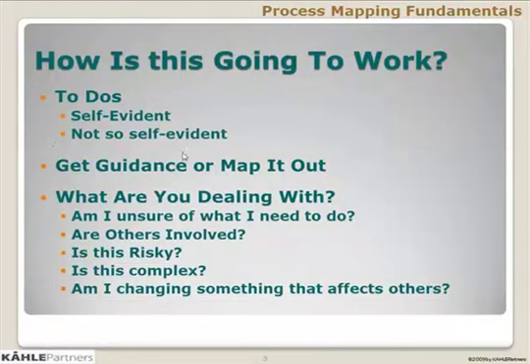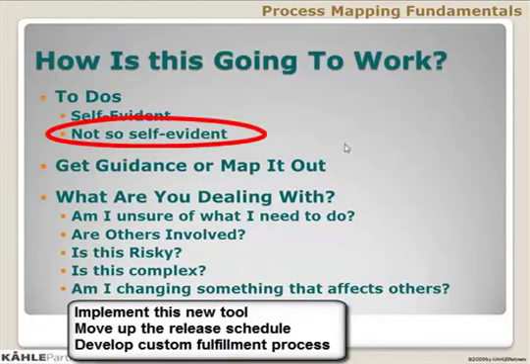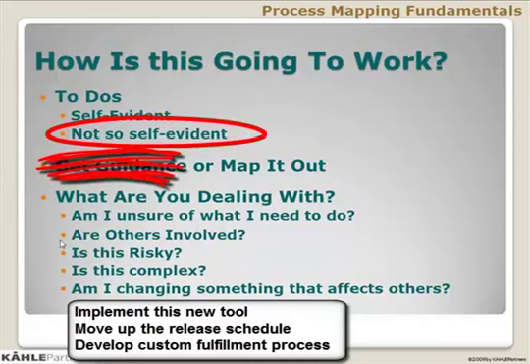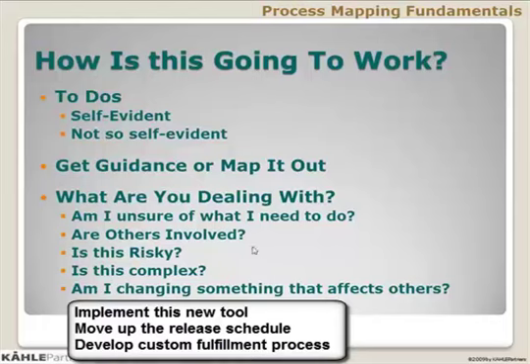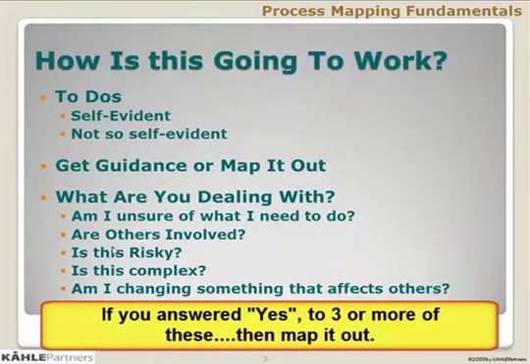However, when you start facing issues such as implement this new software tool, or move up the schedule for the release, or provide this customer their own fulfillment process, you're definitely going to be dealing with things that are not so evident and guidance may be insufficient. You're going to have to map it out because you're failing all these tests. It's going to be risky. It's going to be complex. You're going to affect others. You're not sure what to do. You're going to need to map it out. So once again, if you answer 3 or more of these questions affirmatively, you're going to need to map it out in a process flow.